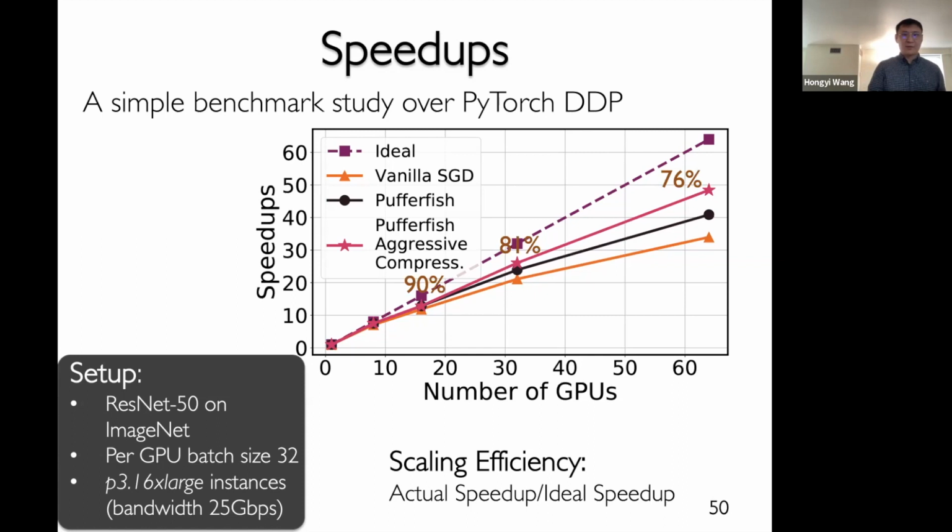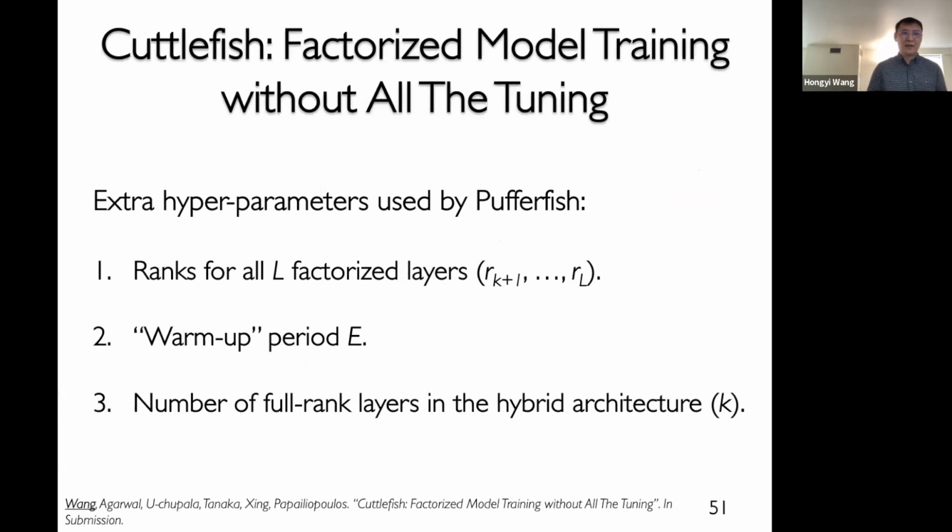I don't have much time, but let me explain how you achieve this kind of more aggressive compression. As you may have noticed, in Pufferfish we introduced a lot of extra parameters: how you choose the rank of different layers, how you select the warm-up epochs, and how many layers you don't want to factorize. That's what an extended version of Pufferfish addresses. We just submitted this paper this year. It's called Cuttlefish. You try to capture all the hyperparameters using some carefully designed heuristics.